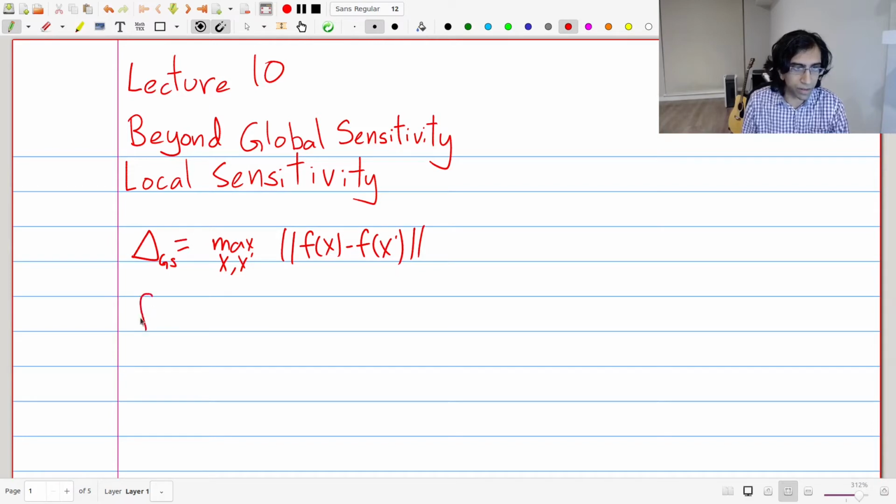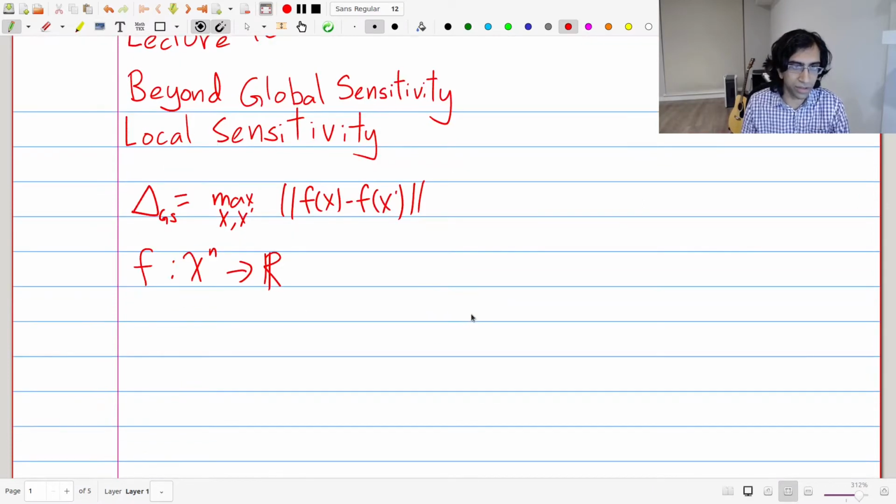So let's suppose we have some function f which maps from a domain X^n to the real numbers. For today, we're just going to focus on real valued functions. You can similarly define notions for multivariate functions. But the local sensitivity will be the following quantity: delta sub LS for local sensitivity of a function f. We're usually going to drop that f when it's clear from context.